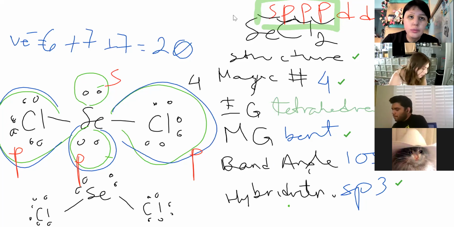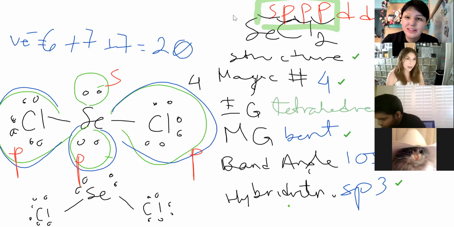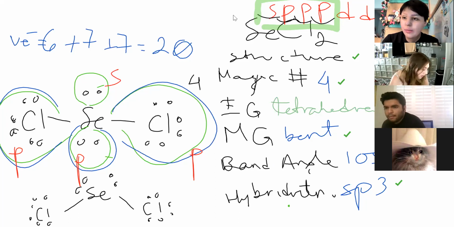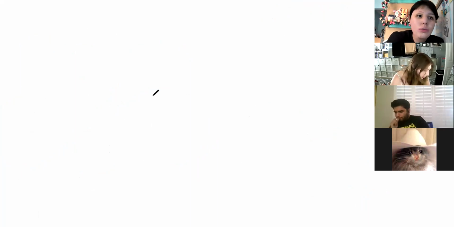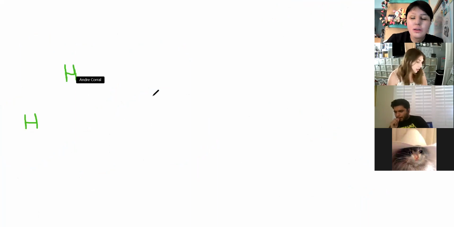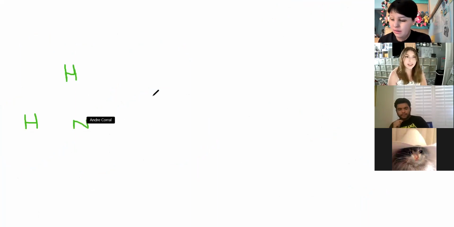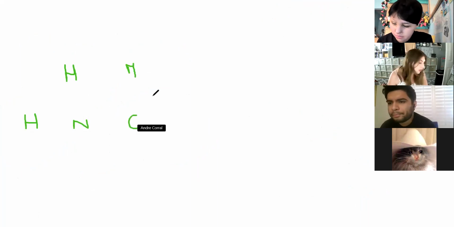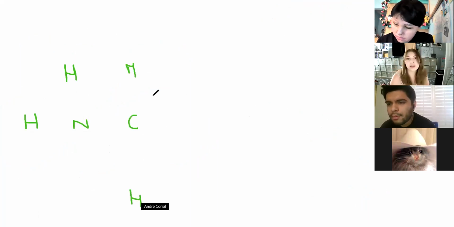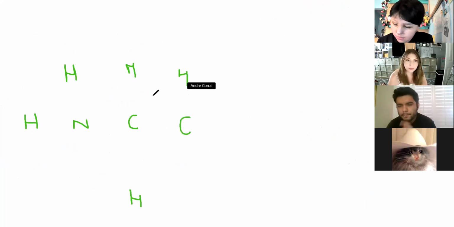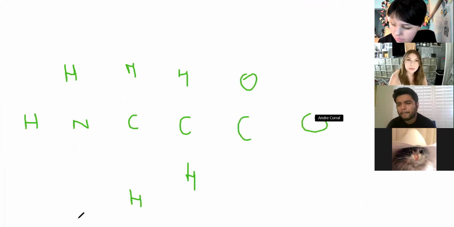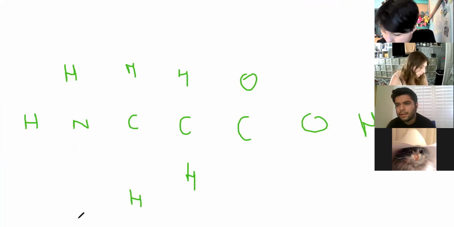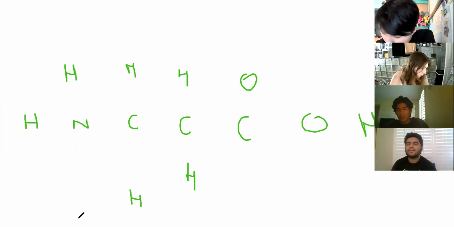Yeah, it's an organic chemistry problem. It's H2N CH2 CH2 CO2H, and it's asking for the hybridization of each atom. It just gives you the atoms laid out, the way Andrew's writing it, but you have to fill in the bonds. Yeah, okay, I think that was it.